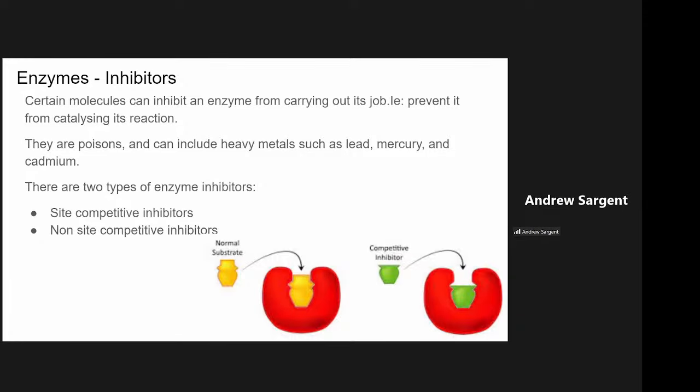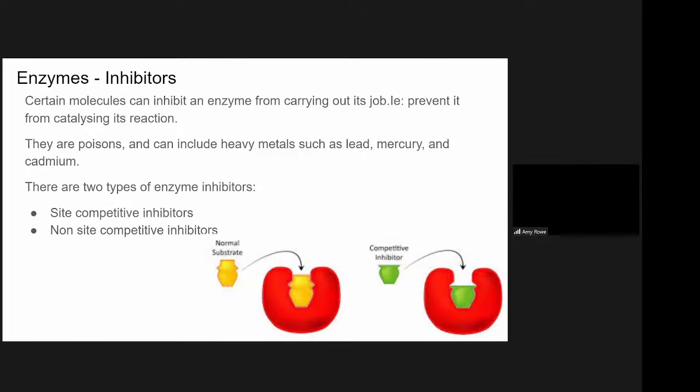Cool. Do we need to mention the induced fit model is more accurate? Yes. Cool.